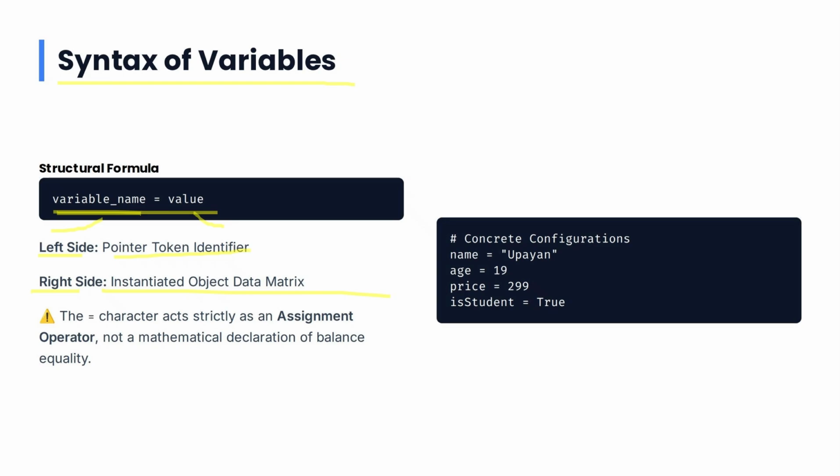The equal character strictly acts as an assignment operator. The equal to simply acts as an assignment operator, not a mathematical declaration of balance or equality. This is an example: name equal to Payan, age equal to 19, price equal to 299, is student equal to true. These are the types which are legal and accepted.